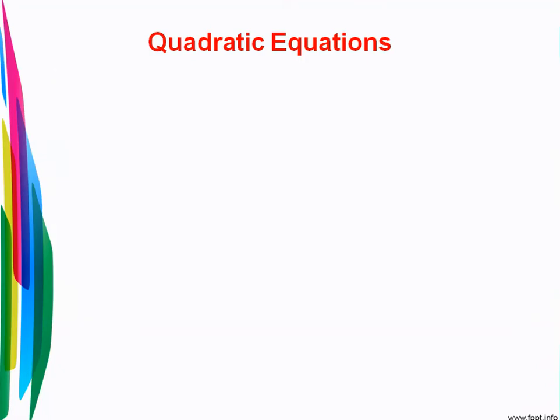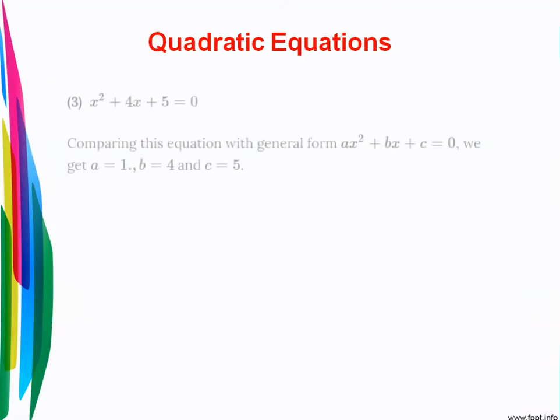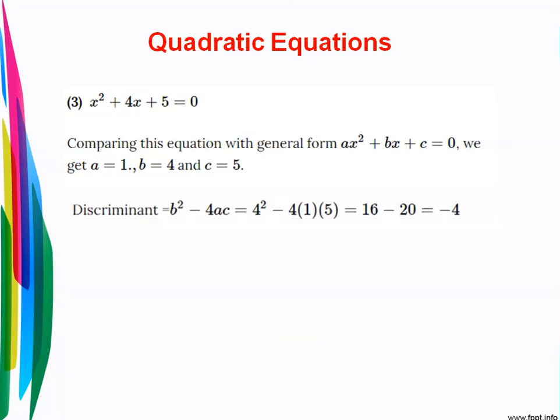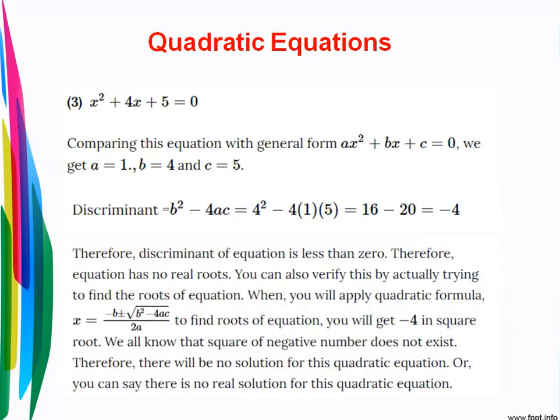Now I am going to take the third equation: x square plus 4x plus 5 equal to 0. I compare with ax square plus bx plus c equal to 0 and calculate the discriminant. So b square minus 4ac is 16 minus 20, which is minus 4. I am getting a negative value for D, and if I calculate the square root of D, it will not be possible. So we say that if your discriminant is less than 0, then you don't have any real root. You have roots but no real roots.